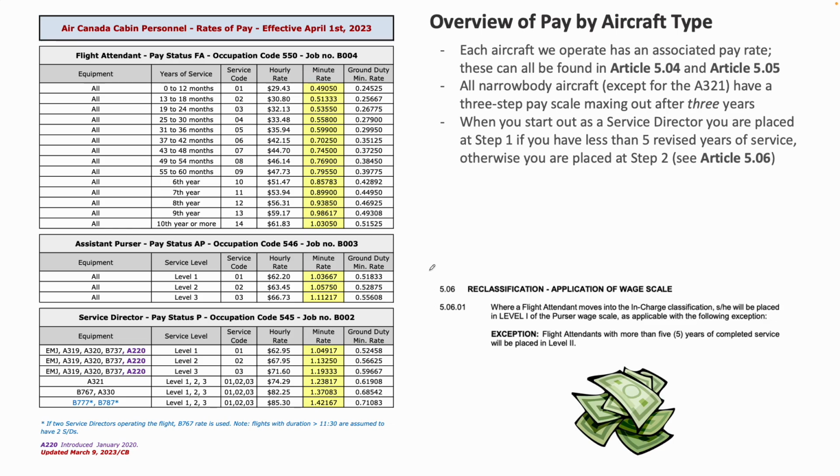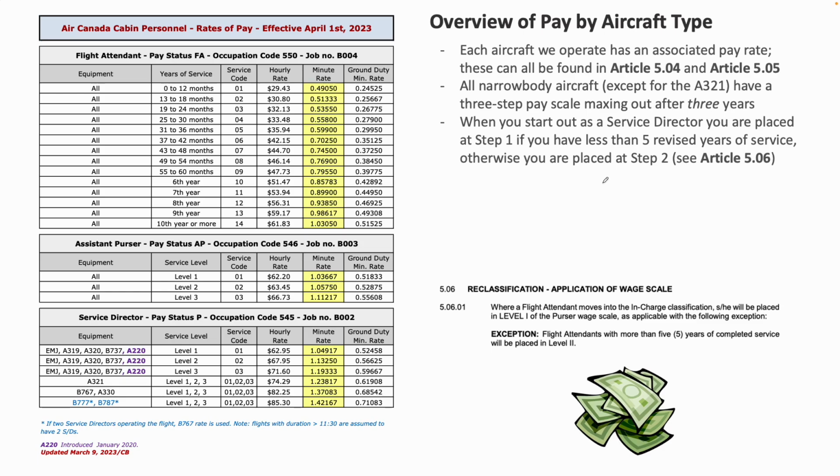So it's a little more straightforward in the sense of fewer steps on the pay scale. For flight attendants, as you can see further up in this infographic, there are 14 steps to progress through. So just 3 for us as service directors.